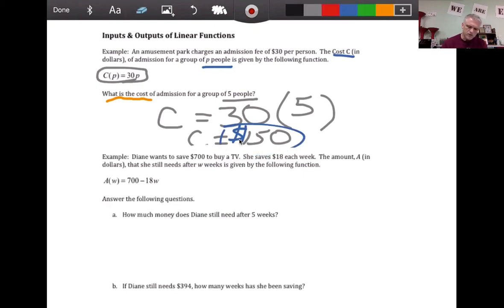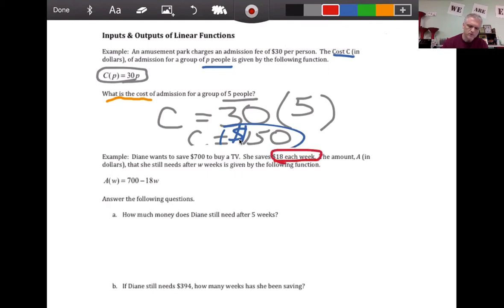All right, Diane wants to save $700 to buy a TV. She'd probably just wait till Black Friday and maybe go online and get Best Buy or Walmart, because you can get a heck of a TV for $700. At least I think so. All right, she saves $18 each week.